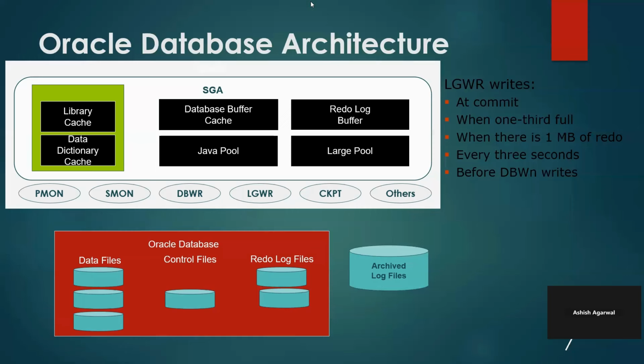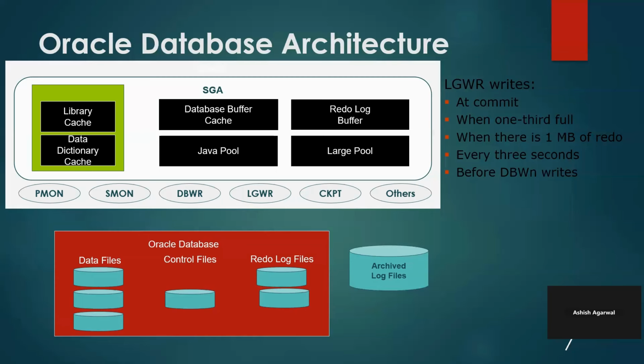Now, as we discussed, the size of the redo log files is limited, right? Hence, once they are full, the copy of the redo log files data gets flushed into the hard disk and they are called archive log files. Okay, they are called archive log files.